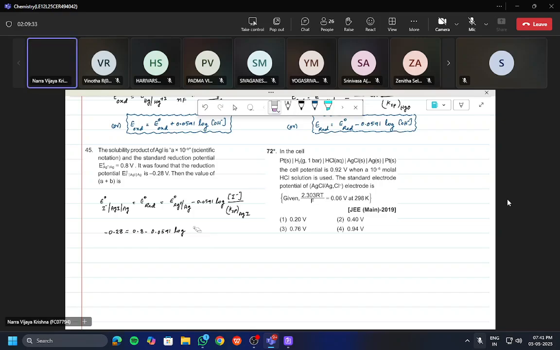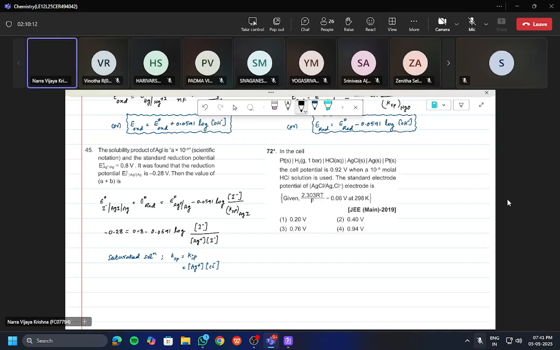I am writing again. Listen. I am writing it as I minus upon Ksp of AgI. I am writing concentration of Ag plus into concentration of I minus because I am assuming it as a saturated solution. In case of a saturated solution, Ksp equals Kip, which is equal to concentration of Ag plus into concentration of I minus. Clear? Now I am cancelling I minus. I will get Ag plus. So can I take plus and write it as log of Ag plus?